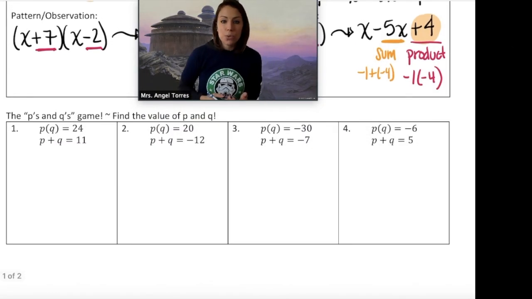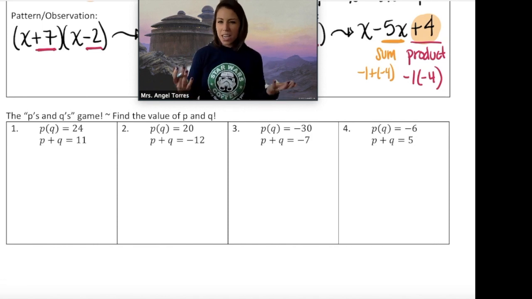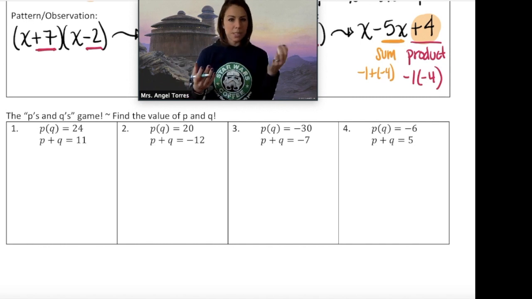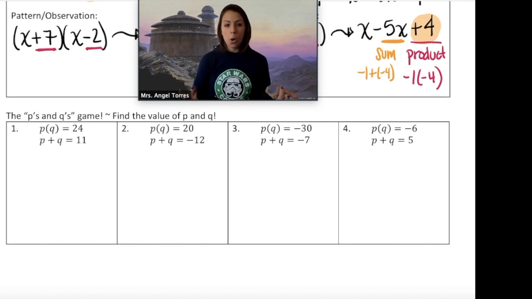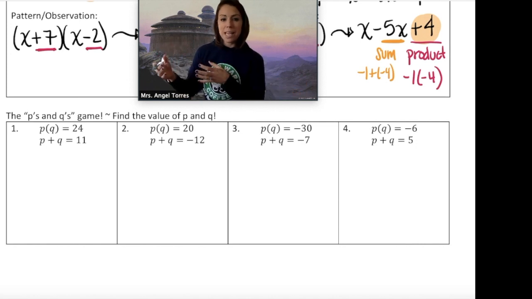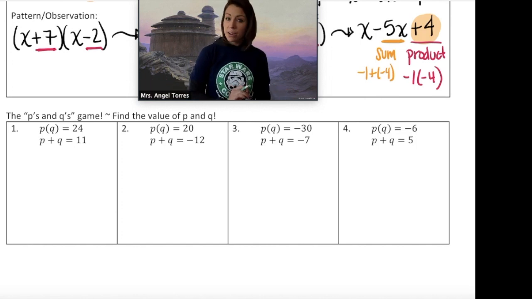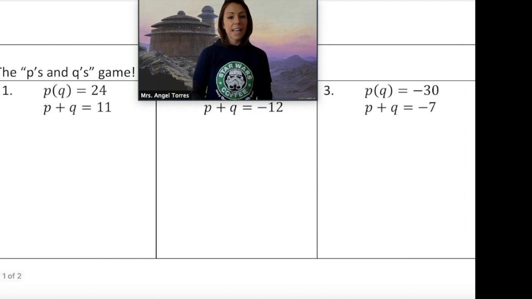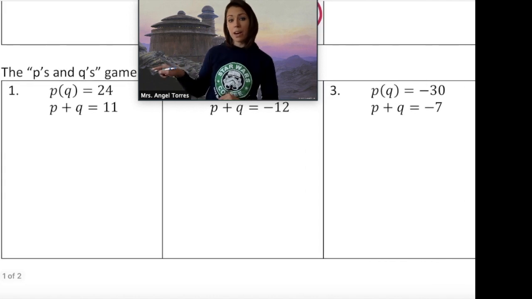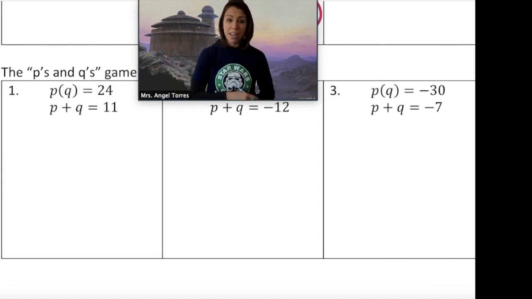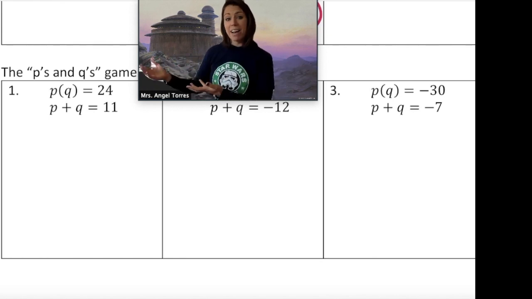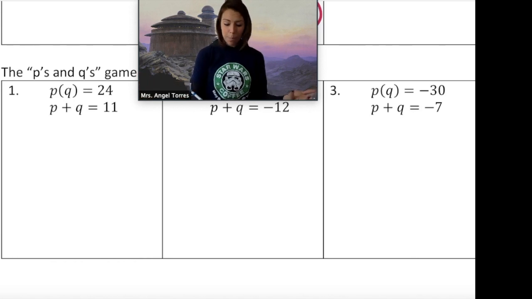Now, before we can do that, we're going to play a little game. I like to call it the P's and Q's game, and it's just a numbers game to get our minds used to this idea of sums and products. So here's how the game works. I'm giving you some variables P and Q, and some information about P and Q. For example, in number 1, I say that P times Q is 24 and P plus Q is 11. So what are the values of P and Q? We have to find two numbers that have a product of 24 and a sum of 11.